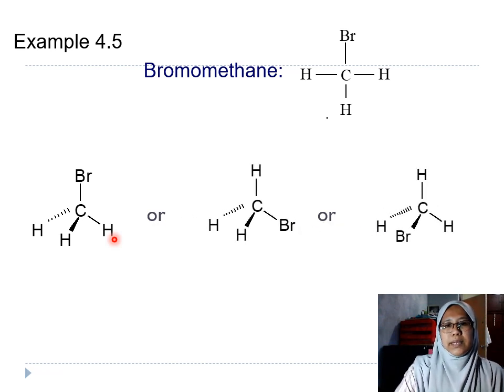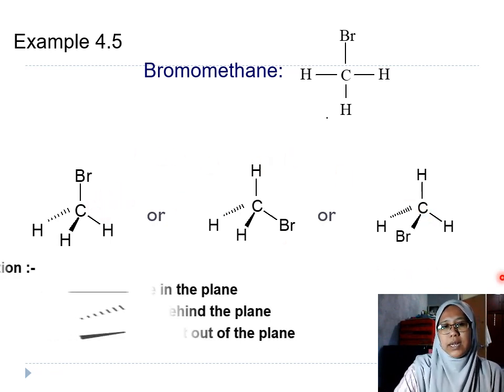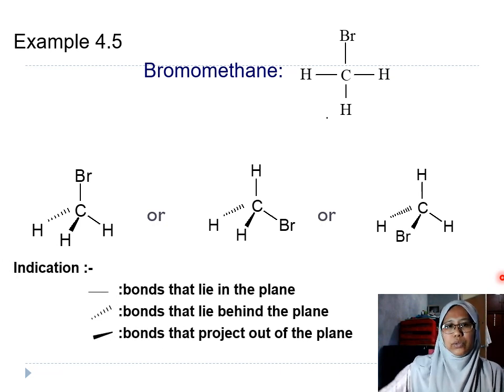So basically for tetrahedral, since this carbon is in the middle, the bromine can move to the front side, to the back side, and to the right and left. So we can do all three as a 3D drawing. So this is the indication of how the bonds are drawn.